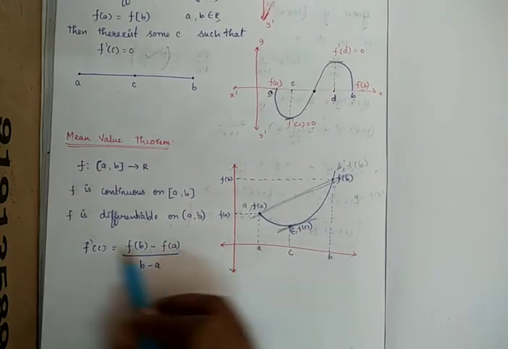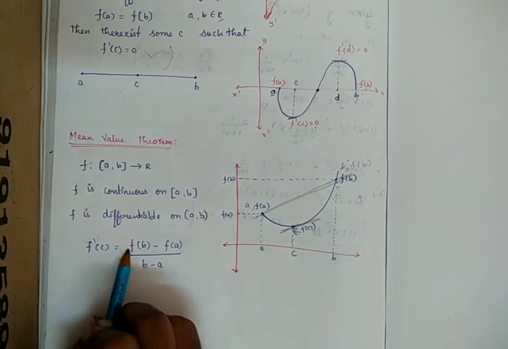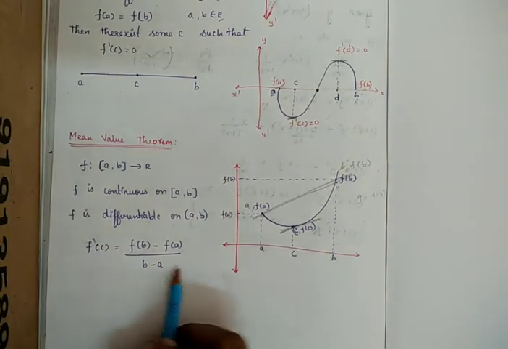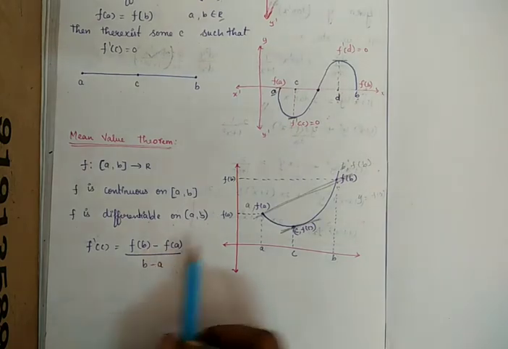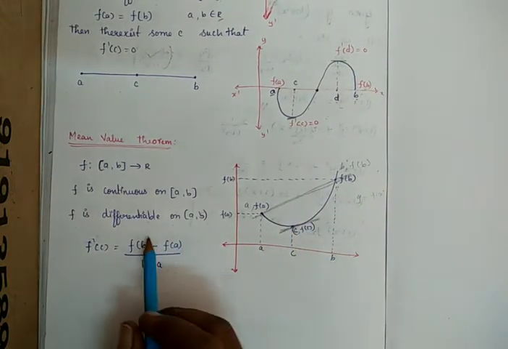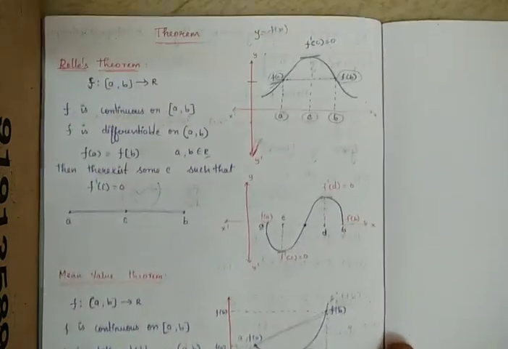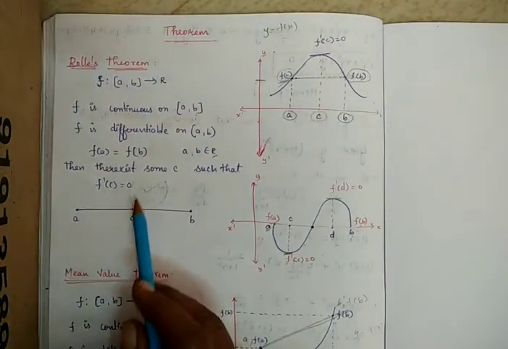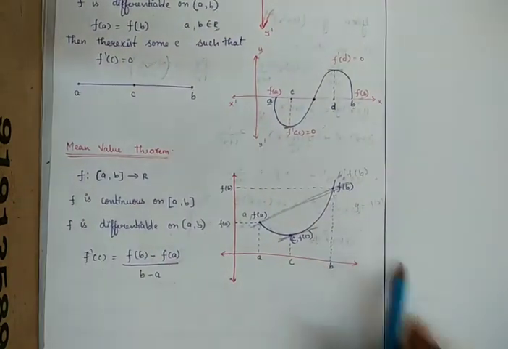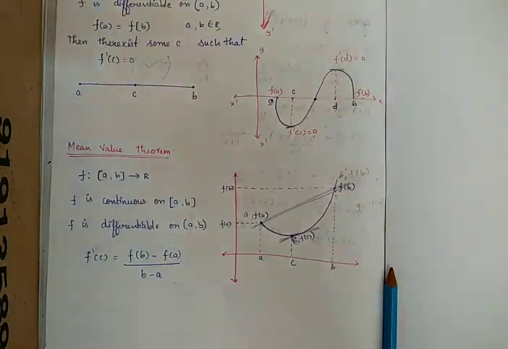If it is so, then f dash of c we have to write as f of b minus f of a divided by b minus a. If f of a and f of b are not equal, then it comes under this mean value theorem. If both are equal, then it comes under Rolle's theorem. Now let us verify these two theorems by taking an example.